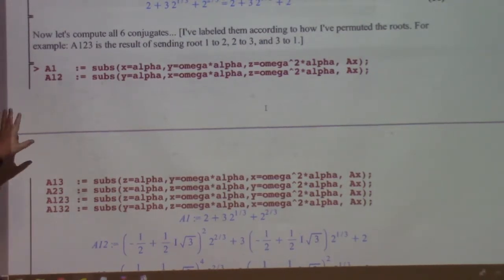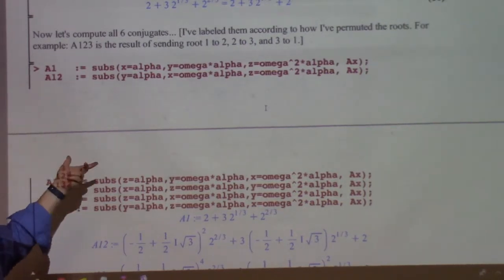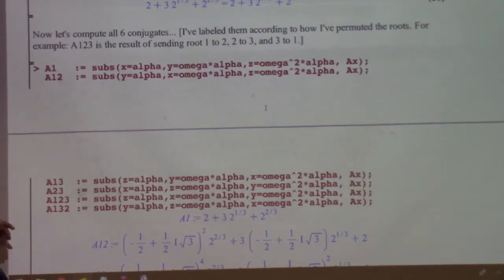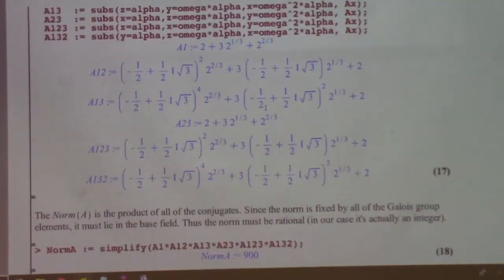So what this does is, given A, it runs through the different possible permutations which permute the roots. The identity, 1 goes to 2, 1 goes to 3, 2 goes to 3, 1 goes to 2 goes to 3, 1 goes to 3 goes to 2. These are the different permutations. And when you sort out what that looks like, these are the different, the original element itself, right? And these are all 5 distinct Galois conjugates, built from the symmetric group of order 3 working on this example. And if you multiply these all together, you get 900.